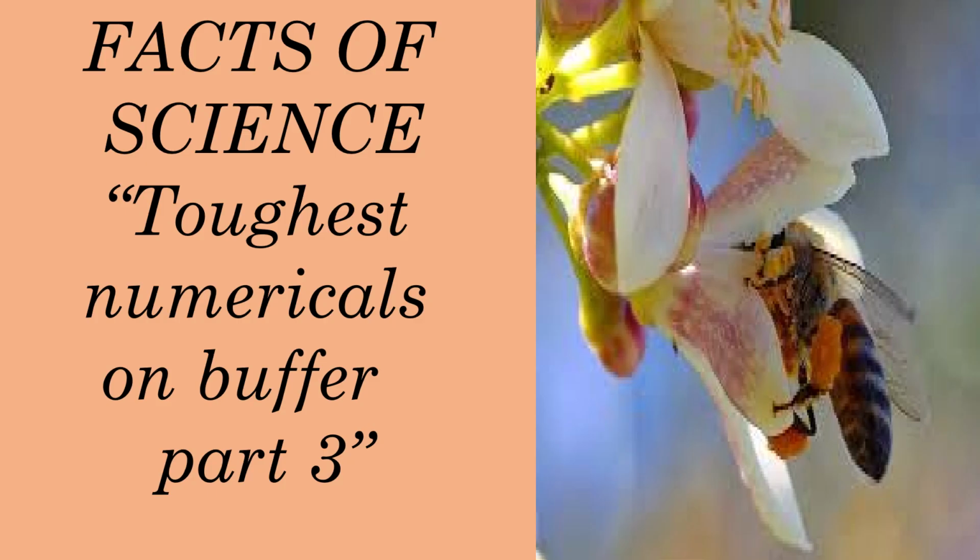Strong acid dissociate completely in aqueous solution such as sulfuric acid. Weak acid dissociate partially in aqueous solution such as acetic acid. Strong base dissociate completely in aqueous solution such as sodium hydroxide. Weak base dissociate partially in aqueous solution like ammonia.